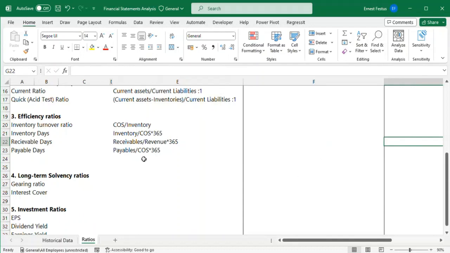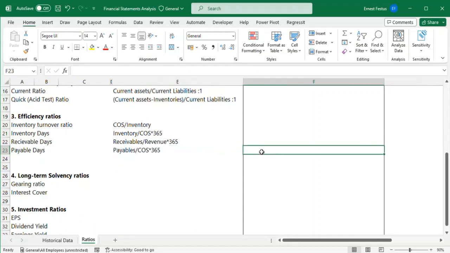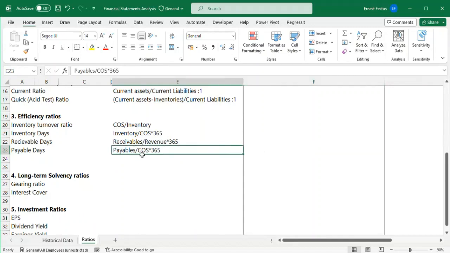All right. Now the payable days is the exact opposite of the receivable days. Payables is how long it takes for us to pay our suppliers.